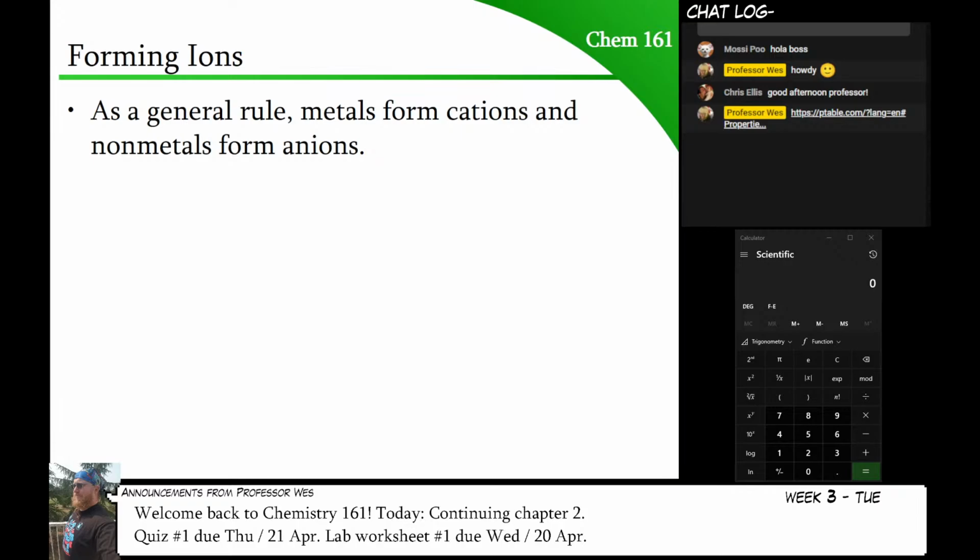So generally speaking, on the periodic table, we can separate our atoms into two categories, metals and nonmetals. Metals tend to form cations, which means they give away their electrons. Nonmetals tend to form anions, which means they accept electrons. And generally speaking, metals will pass their electrons to nonmetals because that's the order of what these elements want to do.